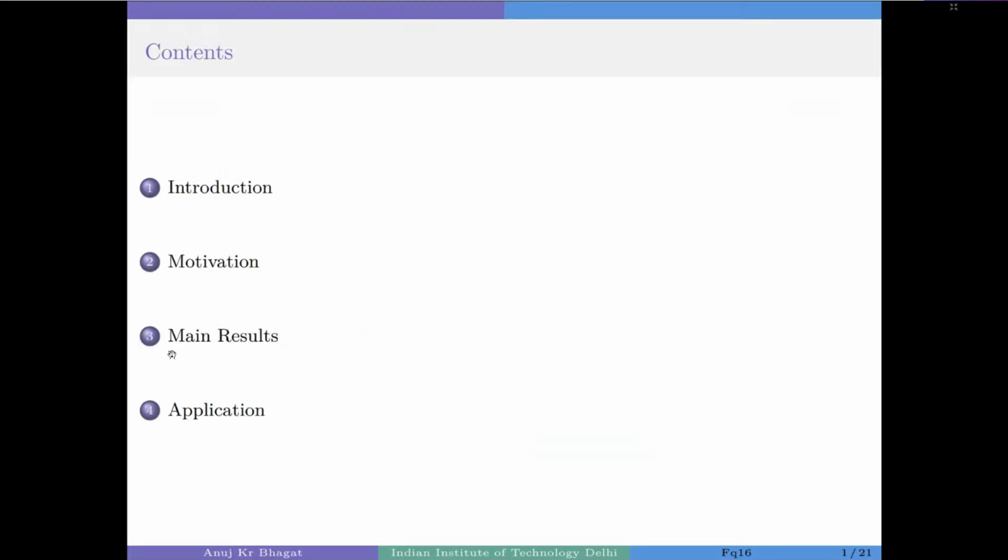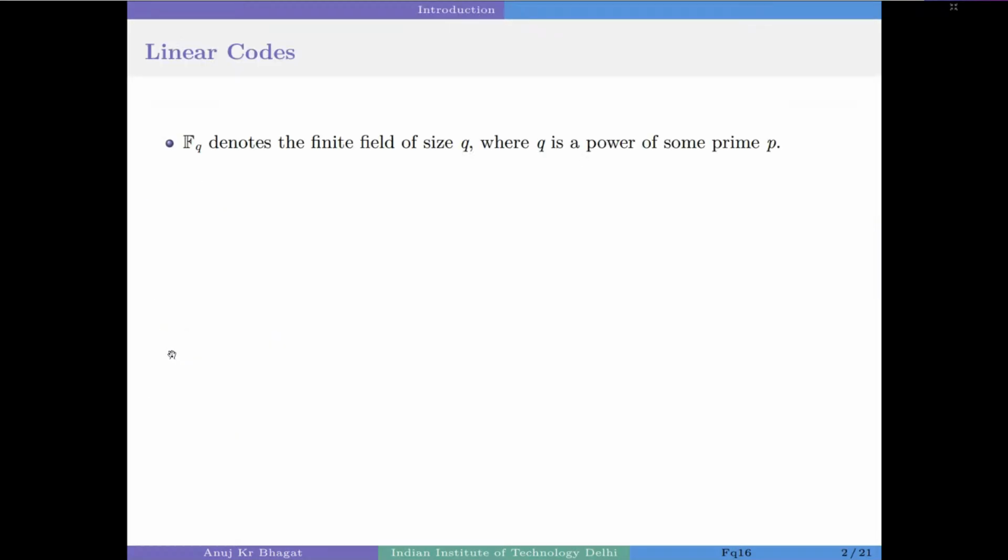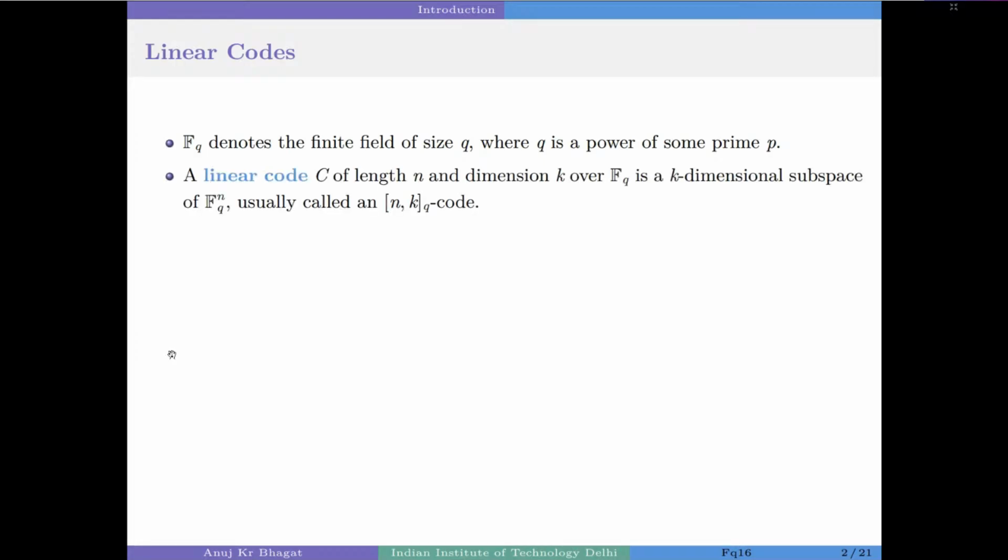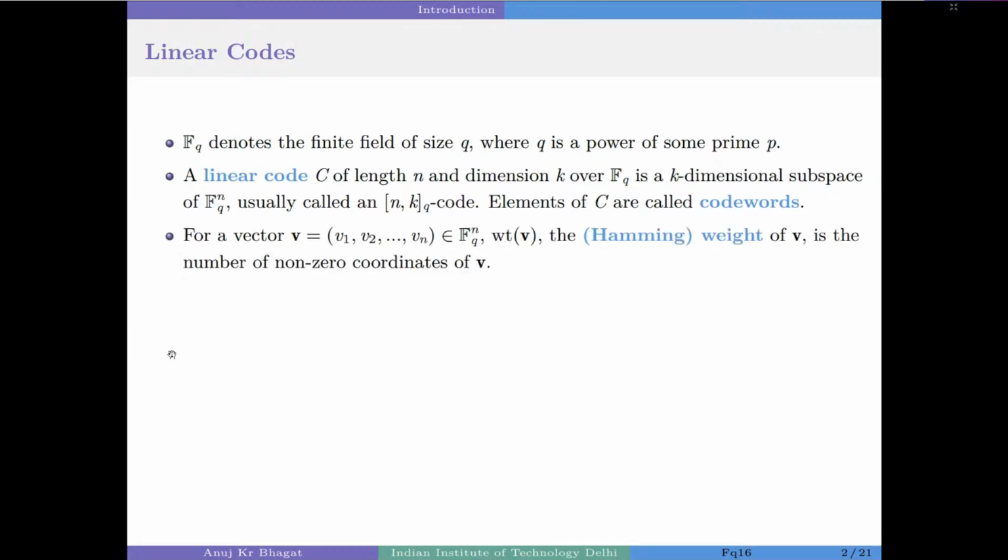So let's see some basic introduction, which most of you are already aware of, but I'll be quickly going through a few notions. Throughout this talk, Fq denotes the finite field of order q, where the characteristic is assumed to be p. A linear code of length n and dimension k over Fq is a k-dimensional subspace of Fq^n and is usually called an [n,k] code, where q is clear from the context. Elements of C are called codewords. For a vector v in Fq^n, the Hamming weight of v is the number of non-zero components in v.